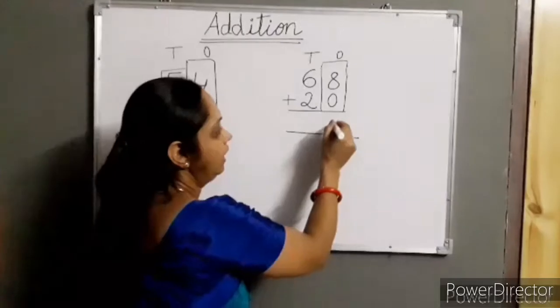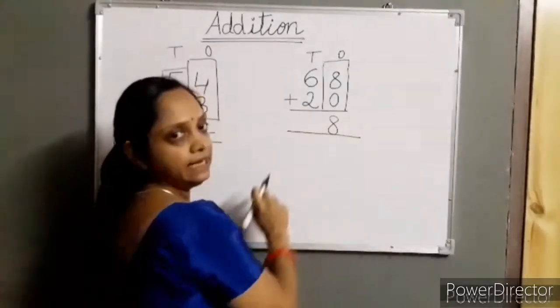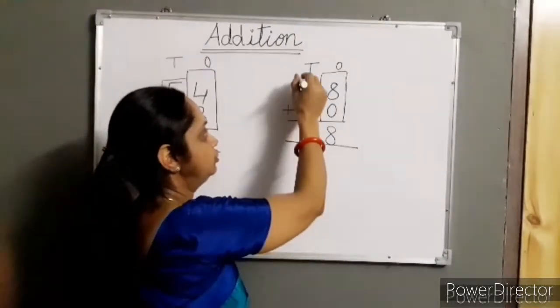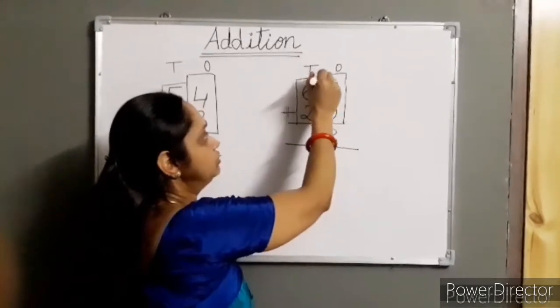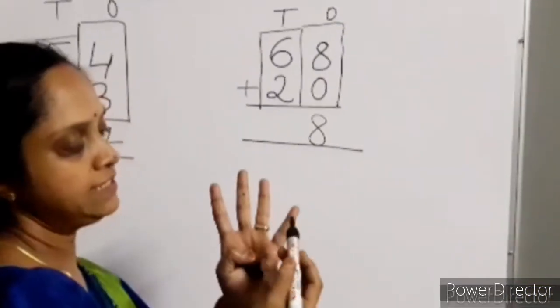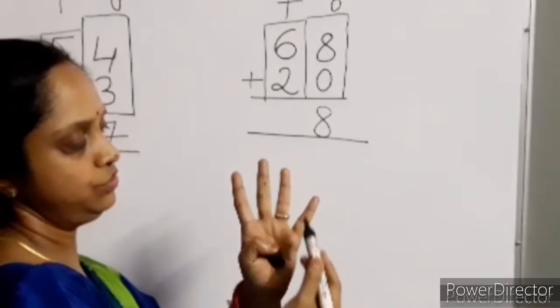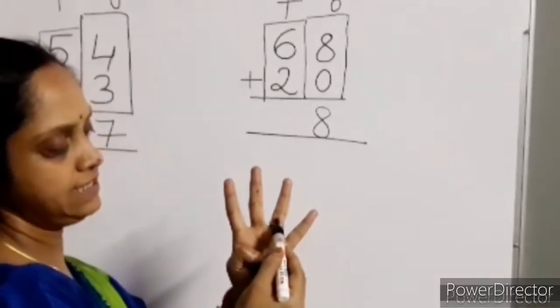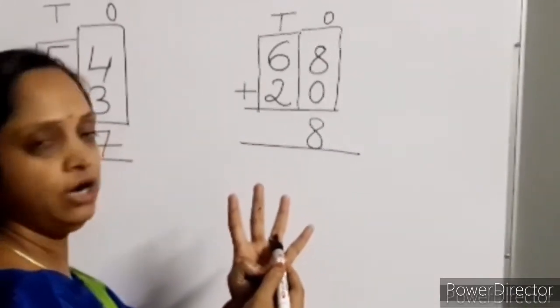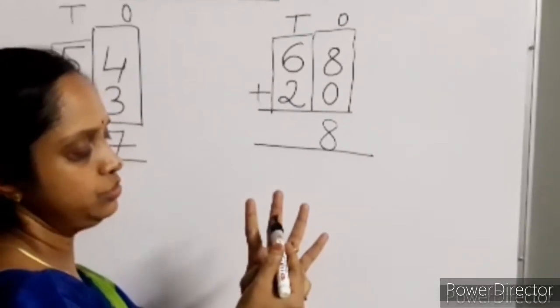So 8 is your answer. Next we will do 6 plus 2. Tens digit we have to do. So 6 plus 2. We will start counting. 1 2 3 4 5 6. Here it's end. And now we have to count 2 more. 1 2. So this is the end.